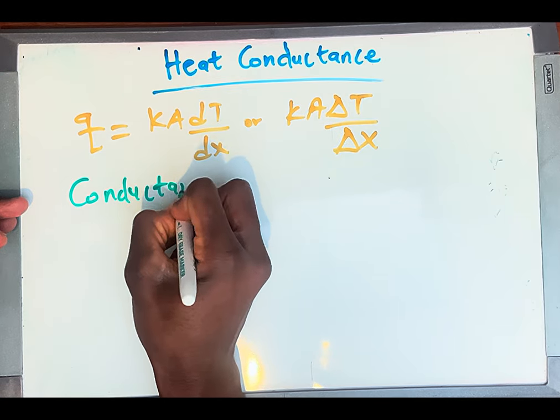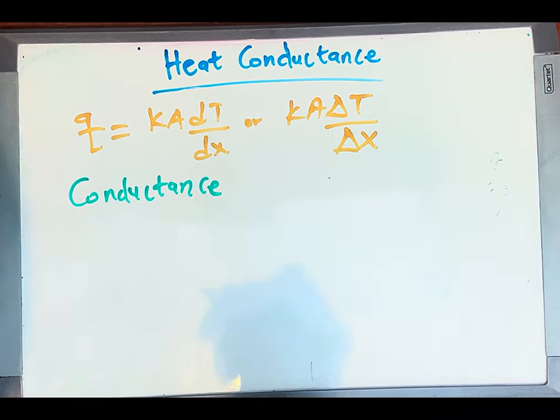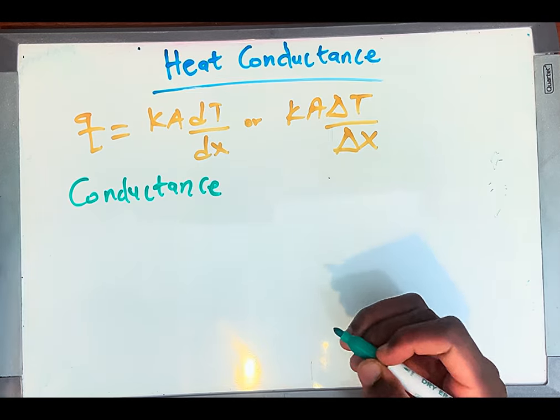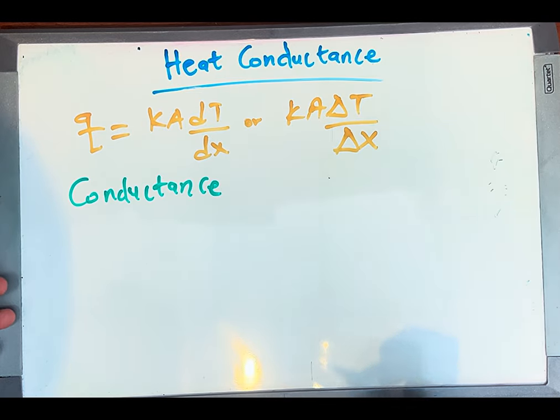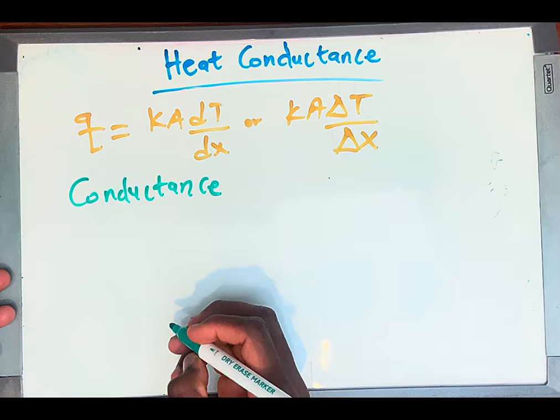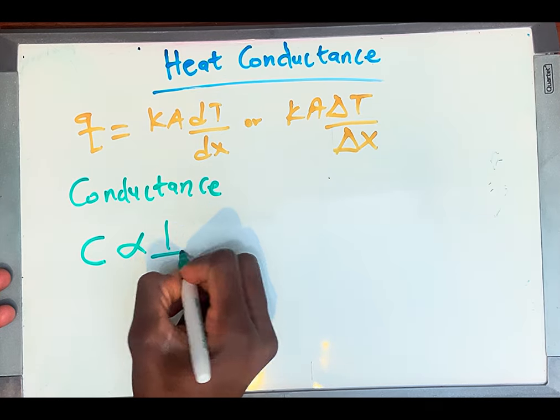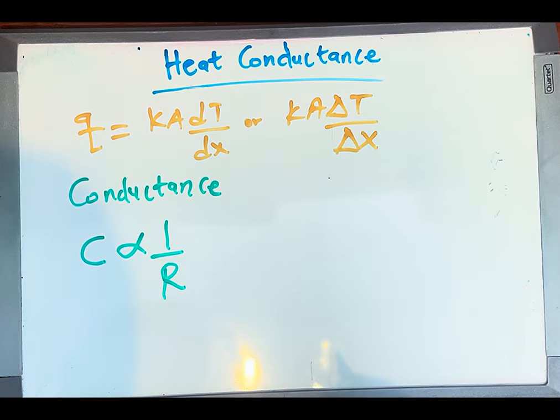Conductance simply means how good a material is in doing what? Transferring heat. An inherent ability of a given material to transfer heat. That is defined as conductance. Whereas resistance means how poor a material is in transferring heat. So this implies that conductance, C, and resistance are inversely related.